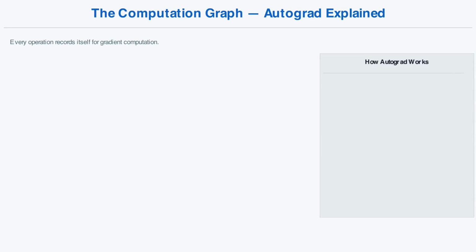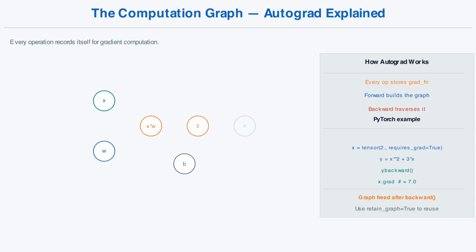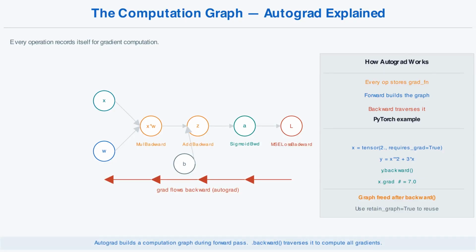PyTorch and other frameworks implement backpropagation automatically using a computation graph, also called autograd. During the forward pass, every operation records itself as a node in the graph, storing the local gradient function as grad_fn. When you call loss.backward, PyTorch traverses this graph in reverse, applying the chain rule at each node to accumulate gradients in the .grad attribute of every leaf tensor that has requires_grad equals true.